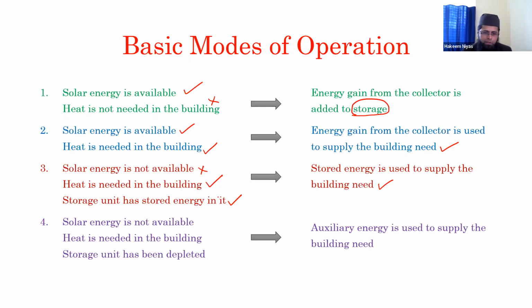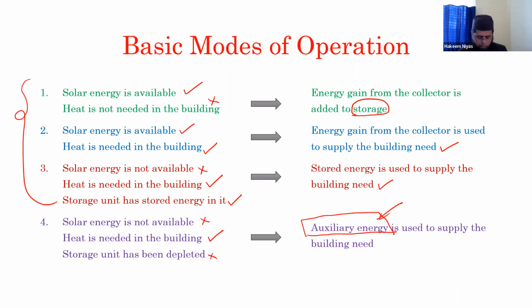The fourth scenario is solar energy is not available, heat is required in the building, meaning the case is night, and storage is also depleted. In this case alone, we have to depend on other resources like auxiliary energy. In the first three cases, most of the time, say for example about 20 hours per day, we don't rely on auxiliary energy. We can rely only on solar and storage. But for the remaining 3 or 4 hours, we may have to use this auxiliary energy. So this is one thing about solar.